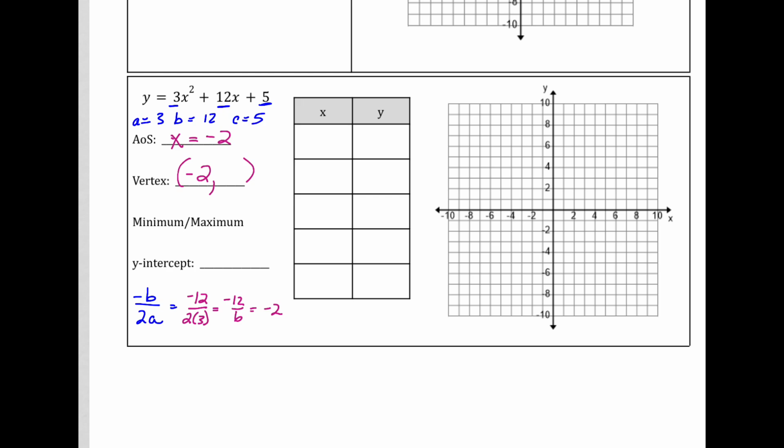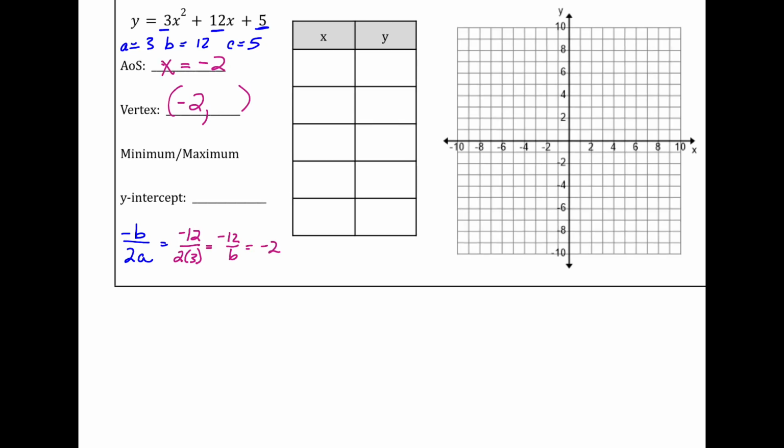So if we take a look at that equation, and we put that in, so we've got 3 times, and if this is -2, that's going to be squared, and then plus 12 times -2, and then plus 5. And again, remember, we're getting that up here. So we're trying to find what that y is if x is -2.